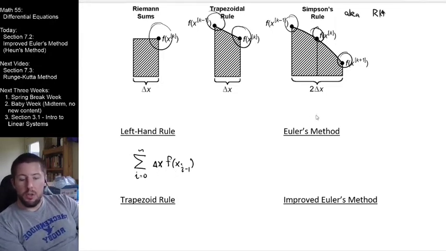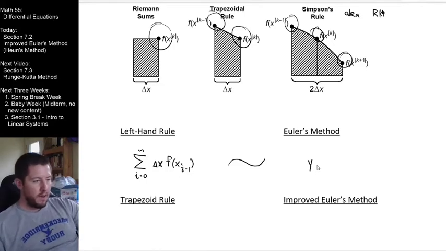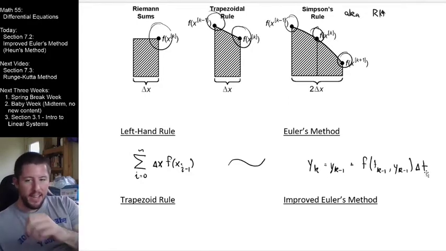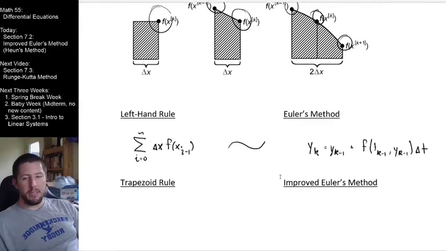I say that this is analogous to Euler's method. I'll draw my big analogous-to symbol right there because in Euler's method, we also just do a linear update right here, right? So this is y sub k equals y sub k minus 1 plus f of t sub k minus 1, y sub k minus 1, times delta t right there. So we're just doing y equals mx plus b. That's like us looking at a rectangle right there, right? It's the simplest possible area, the simplest possible curve.